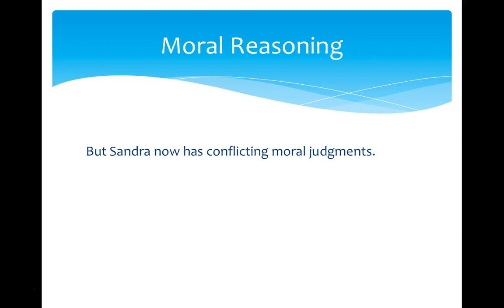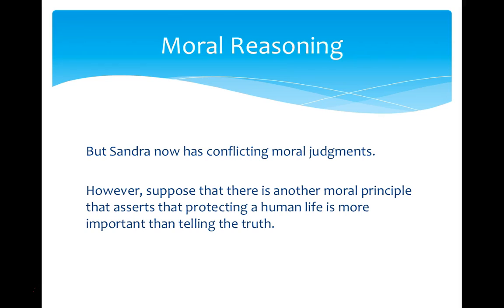But if we are paying close attention, which obviously we are, Sandra now has conflicting moral judgments. So, what is she supposed to do to know which of her moral judgments, the one about the value of a life or the one about lying, she's supposed to follow when they conflict with each other? Well, one way we can answer this question is if we suppose that there's another moral principle that asserts that protecting a human life is more important than telling the truth.